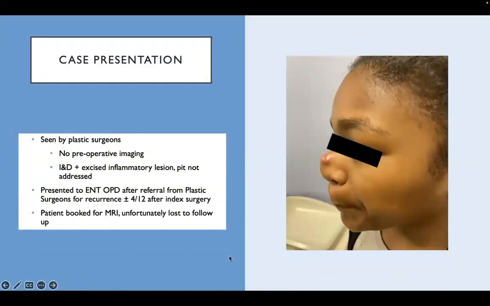She was initially seen by the plastic surgeons. They unfortunately didn't do any preoperative imaging, but took her to theatre and did an incision and drainage of this inflammatory lesion, but didn't address the pit. She then went home and represented to our OPD after referral from plastic surgery, with a recurrence about 4 months after her index surgery. She was then booked for an MRI, but unfortunately the patient was lost to follow-up and we're still attempting to trace her.